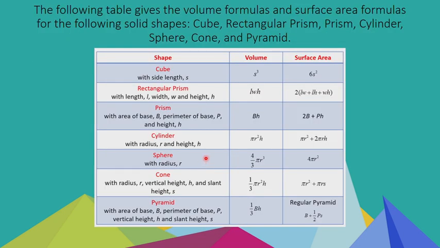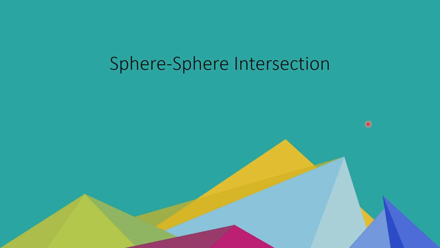So as we have seen all this, the volumes of the cube, rectangular prism, cylinder, sphere, cone, and pyramid are all given in this table. If you want, you can take a screenshot of this. And next, we are going to the concept of sphere intersection.